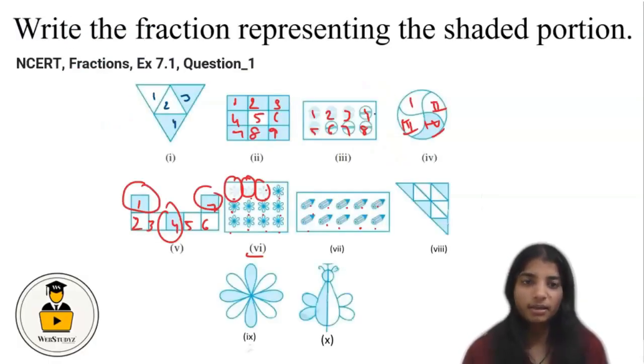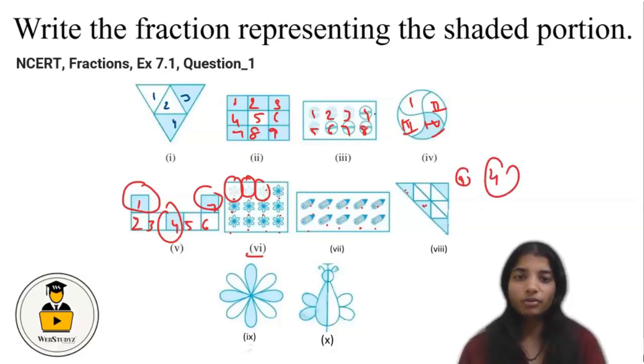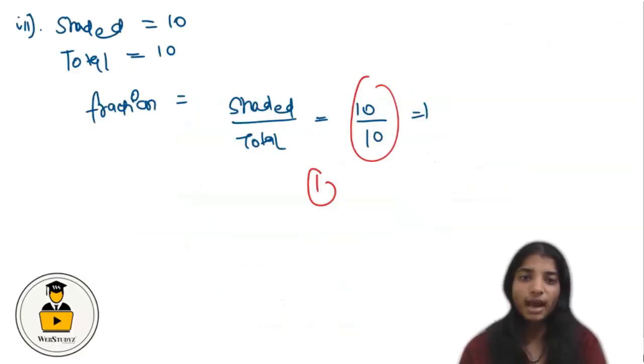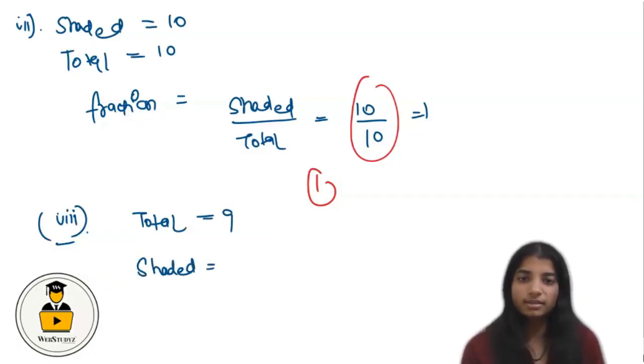In this 8th part, let's find out the total number of parts, which are 1, 2, 3, 4, 5, 6, 7, 8, 9. So there are total 9 parts, and out of this 1, 2, 3 and 4, 4 are shaded. Total are 9 and out of this 4 are shaded. So from here we can say that the total are 9, out of which shaded is 4.